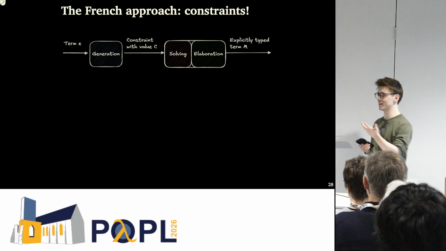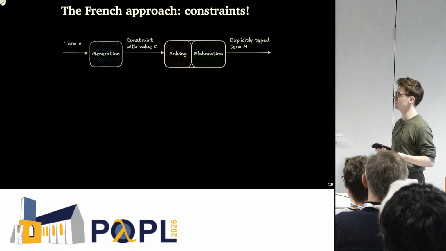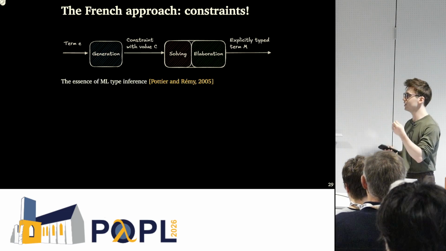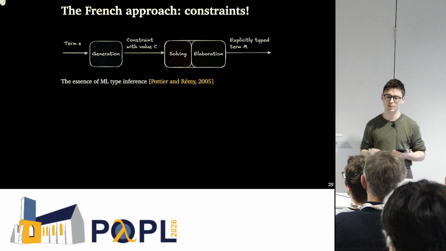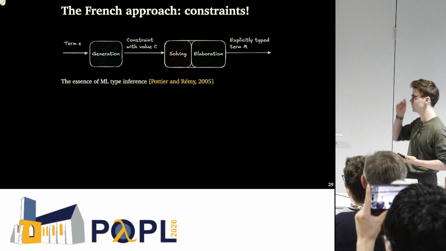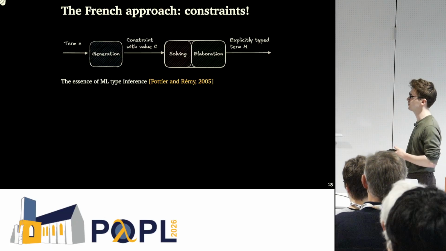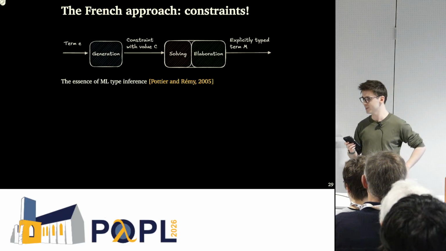...which is where we take a term, we generate some constraints, and then we solve these constraints. And the nice thing about this is that it's, well, okay, first the shield for the essence of ML type inference, which is where I found this approach from. Everyone should read it if they want to know about type inference for constraint-based typing.